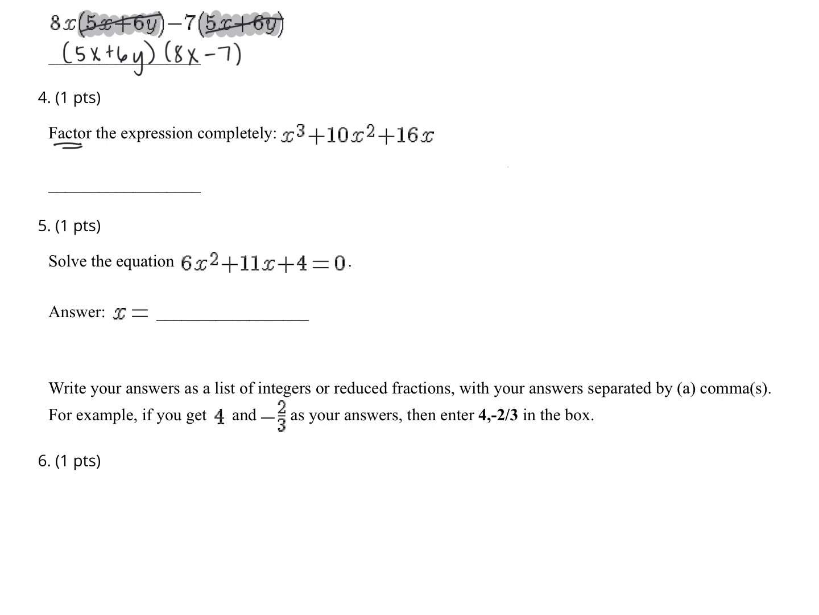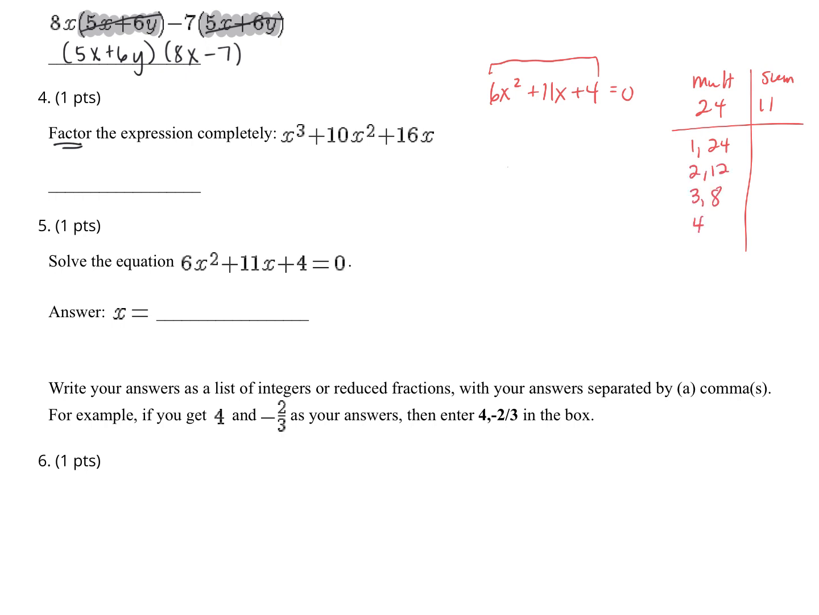So let's see, we've got 6x squared plus 11x plus 4 equals 0. So I would have to see if I could find something that multiplies to get 24 and adds to get 11. So 1 and 24, 2 and 12, 3 and 8. It looks like that's going to be what works. So this is going to be 6x squared. Break the 11 up into 3x and 8x from the chart. Bring down the 4 equals 0.